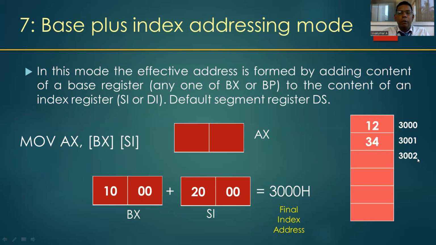BX contains the address 1000. Then SI contains the address 2000. So 1000 plus 2000, 3000 is the final address. The 3000 contains 12 as the lower order byte and 34 as the higher order byte. That is the data. So 3000 and 3001 contain the data, and that data will be moved into the AX register. The index register also stores an address and the base register also stores an address. That's why it is called base plus index addressing mode.